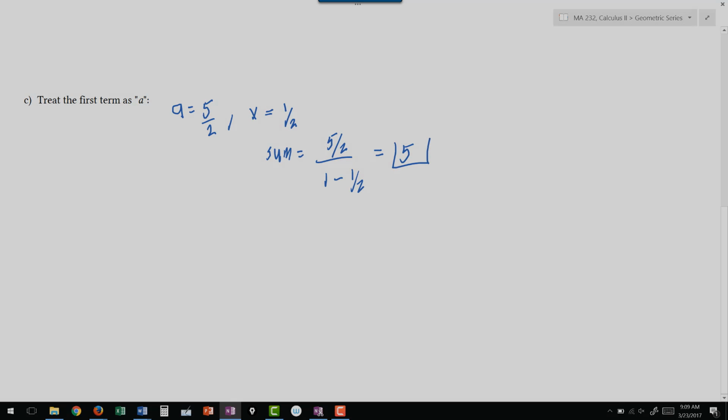Finally, our last method is to just agree that we'll take the very first term in our series as a, leaving me with x equals a half still. And then I can apply the geometric series formula, a over 1 minus x, where a is the 5 halves and x is a half. After simplifying, I still get 5 for the final answer.